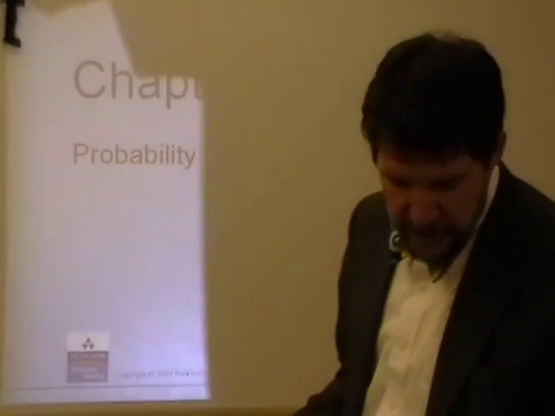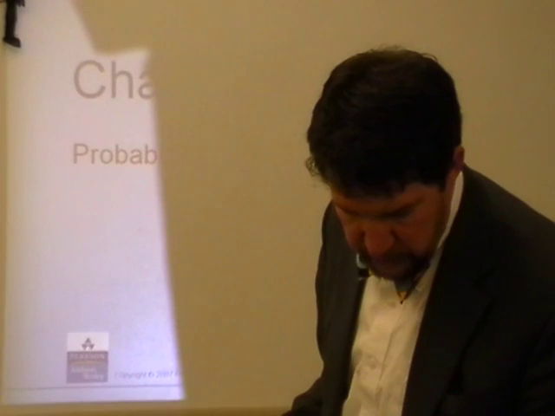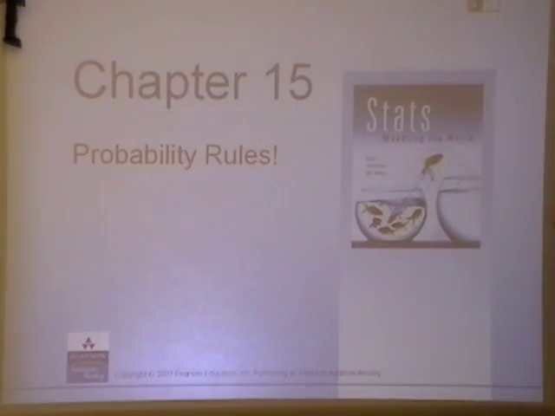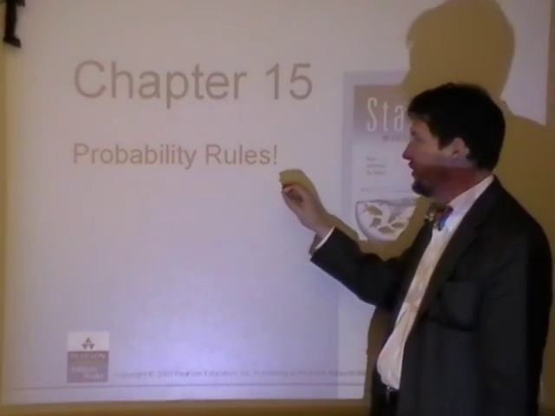Okay, so this is chapter 15. Start the timer there. This is chapter 15, and we're talking about probability rules, or rules of probability. It says nice, cute. Probability rules.